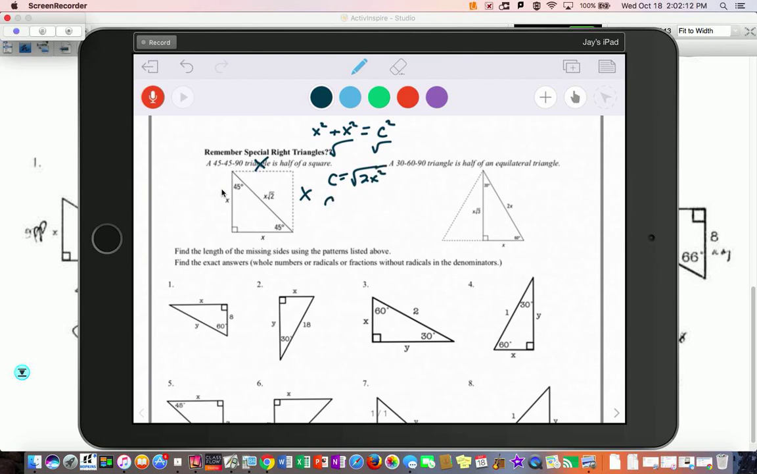Well, c then is which one can I take the square root of? The x squared, and so the x comes out front and the 2 stays in. So that's where it comes from. So if you know the leg in the 45, 45, 90 triangle, you're just going to multiply by root 2 to get the hypotenuse.